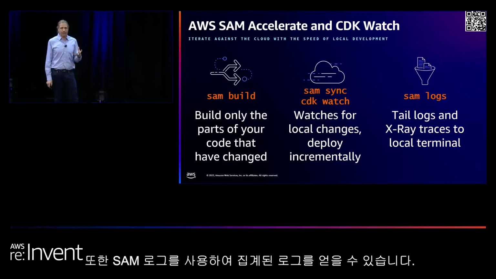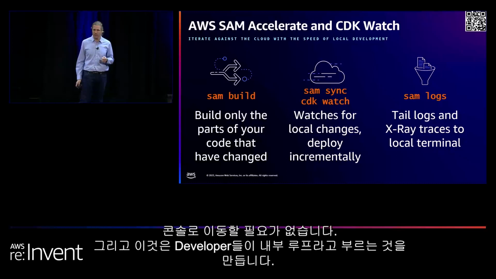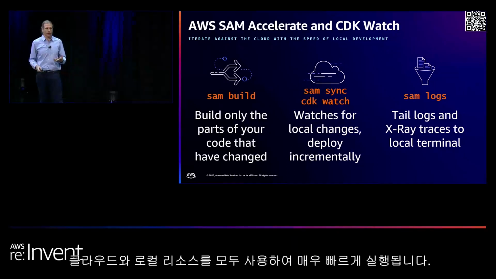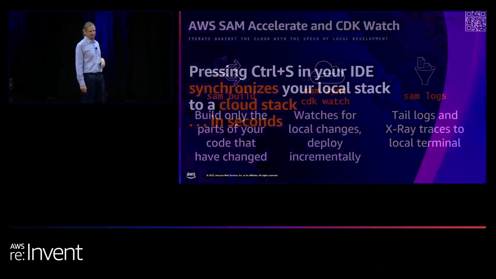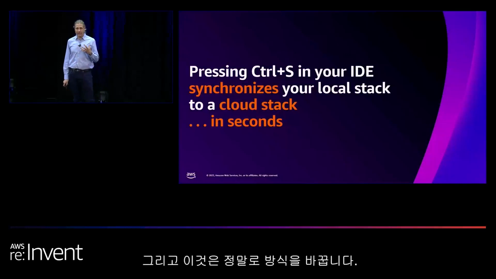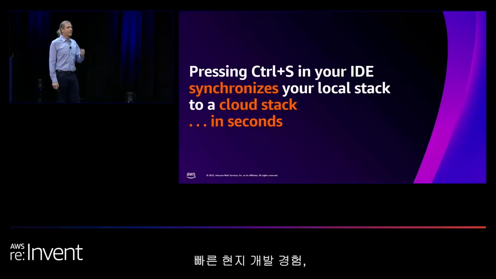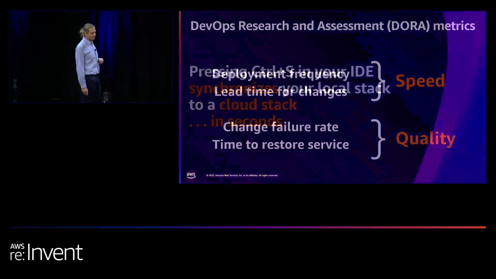You can also use SAM logs to get aggregated logs and traces directly in your terminal, so you don't have to jump into the console. This makes what developers call the inner loop really super quick, using both cloud and local resources. And this really does change the way you build serverless applications in the cloud, giving you the best of both worlds: a fast local development experience and using real cloud resources.